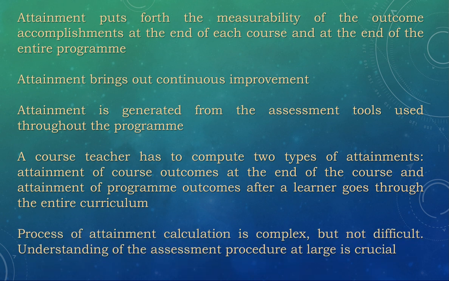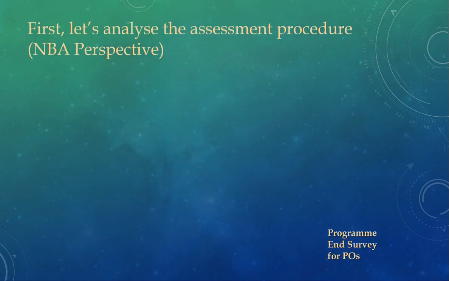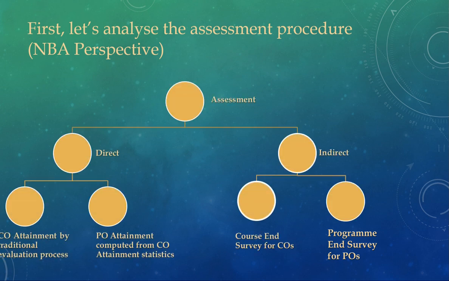The process of attainment calculation is complex, but it is not difficult. Understanding the assessment procedure at large is crucial. It means that the process by which we are measuring the students' performance is important. So for this, we need to understand the particular perspective from which NBA prescribes the assessment procedure. It has been described here.